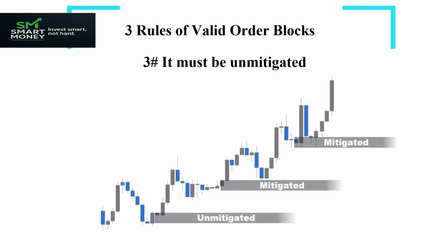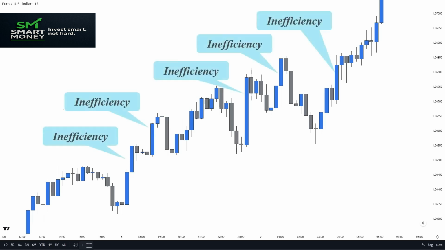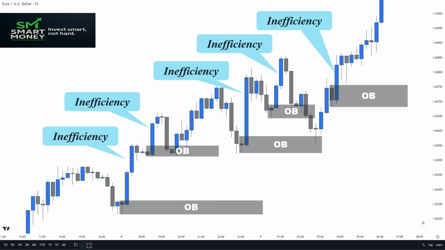Third, it must be unmitigated. Order blocks are one-time use, so we only look for trading opportunities when the first-time price taps into an order block. Here on the Euro-Dollar 15-minute chart, let's spot the order blocks. Starting from the left, these are the areas where we have clear inefficiency on the chart. So we mark the candles that created the inefficiency as our order blocks if they lead to a break of structure or change of character. So all of them are considered valid order blocks according to our rules.